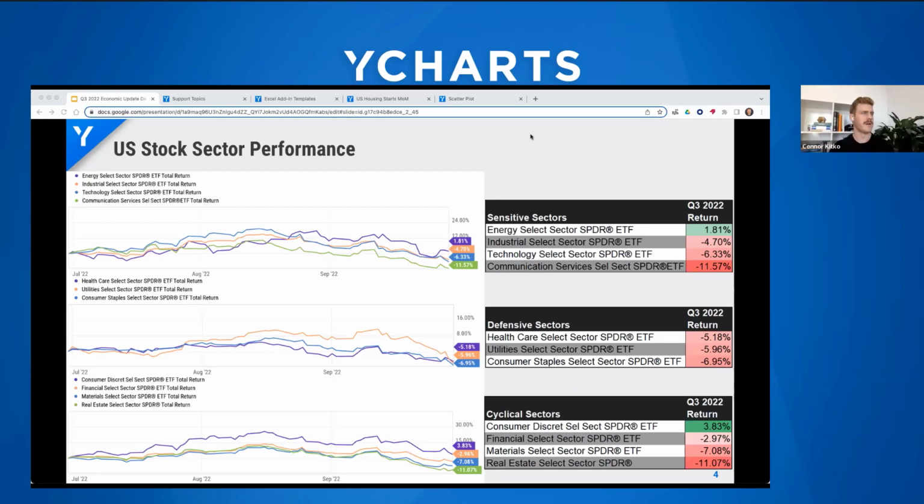Awesome. Thank you, Joe. Interesting to see energy back in the top of the table there. We'll talk a little bit more about gas prices and everything a little later on, but certainly a driving force for the energy sector.